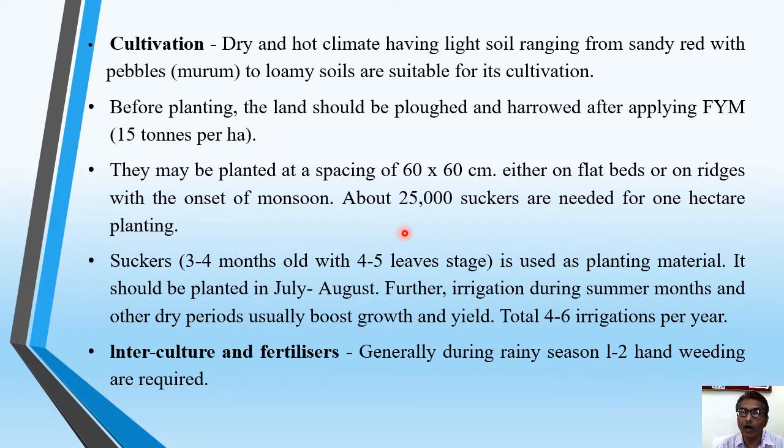About 25,000 suckers are needed for 1 hectare planting. Suckers that are 3 to 4 months old with 4 to 5 leaves are used as the planting material. It should be planted in July to August. Further irrigation during summer months and other dry periods usually boosts the growth and the yield. Total 4 to 6 irrigations are needed in a year. Interculture and fertilizers: generally during the rainy season, 1 to 2 hand weedings are required.